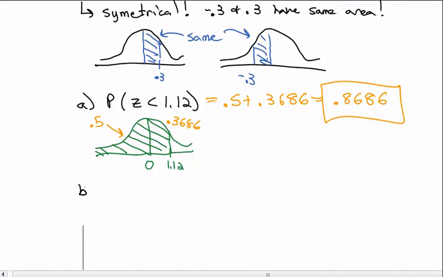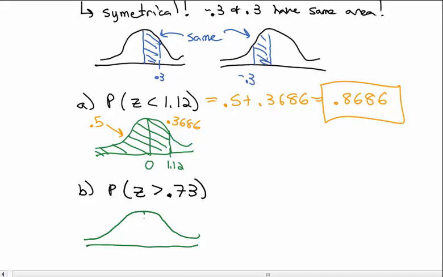Let's try another one. Let's find the probability that z is greater than 0.73. So the mean is 0, and 0.73 is over to the right. Doesn't have to be to scale, but just gives me an idea. And I want z to be greater than 0.73.